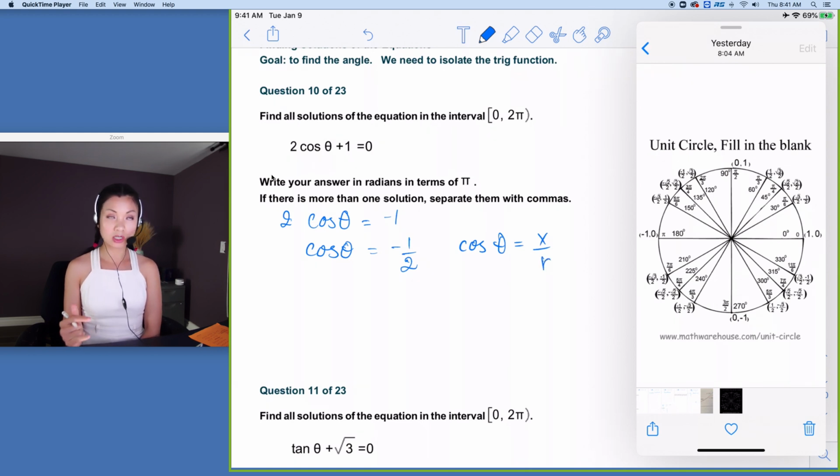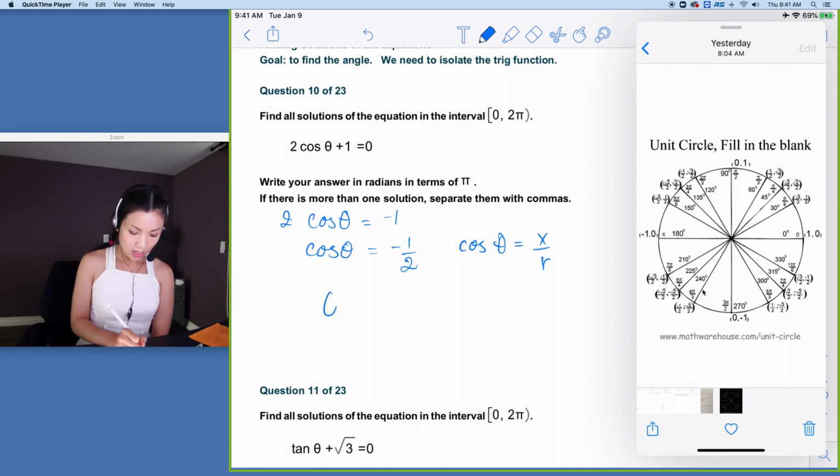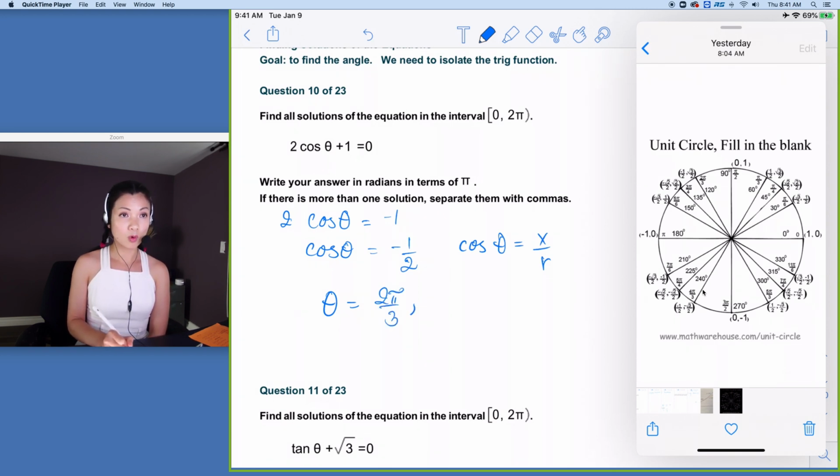I just want to make sure you remember it's x over r for cosine. And then we go to the unit circle. You see we have a negative number, -1 over 2, x over r. So we are looking at 2 pi. We're looking at this value right here and this one right here. So we have two solutions. We have 2 pi over 3 and 4 pi over 3.